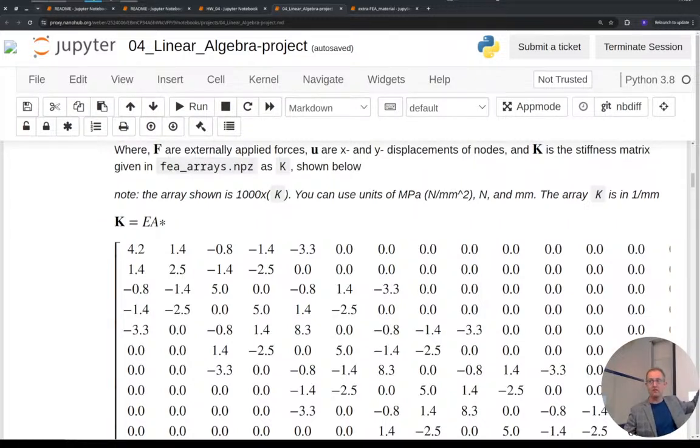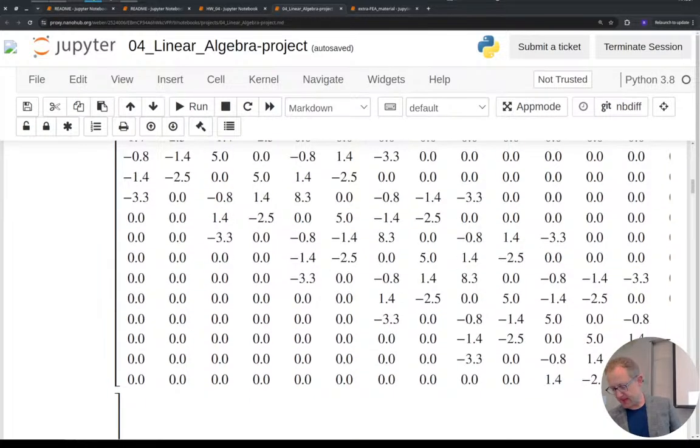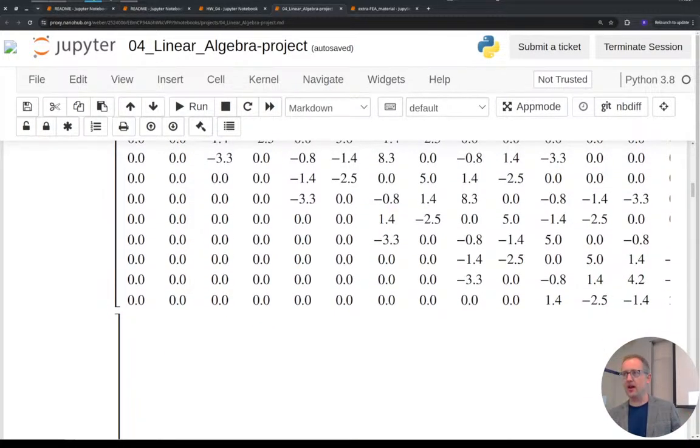because K is in 1 over millimeter. So EA times K gives you a newton per millimeter. So it's an actual stiffness matrix measured in newtons per millimeter. Because E is newton per millimeter squared, A is millimeter squared, K is 1 over millimeter, so overall you get newton per millimeter. It's a big old matrix telling you how much force it takes to move any node in any direction.